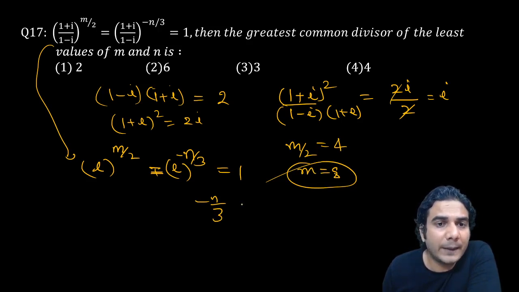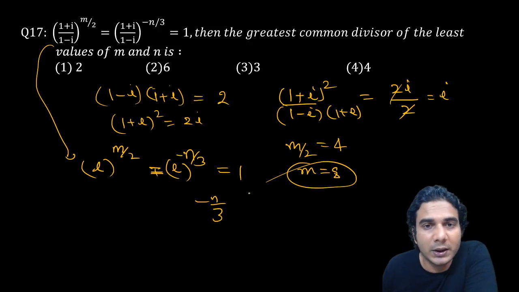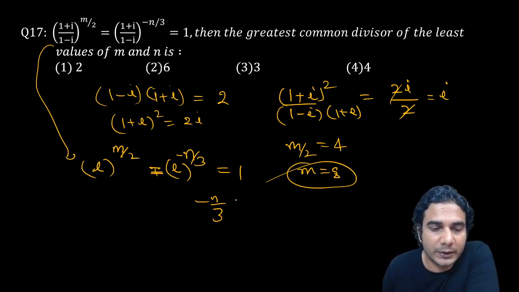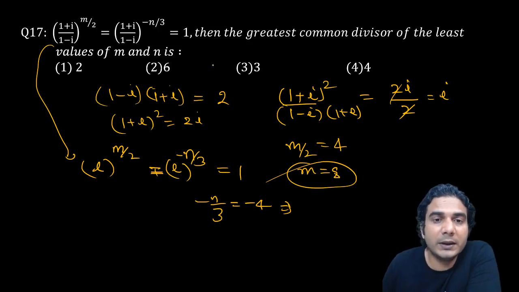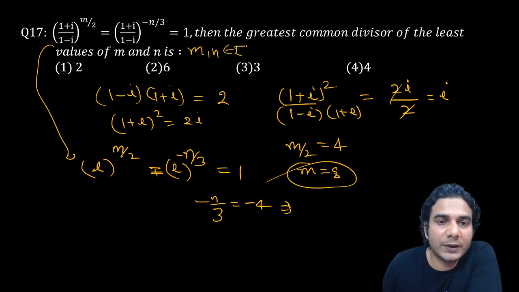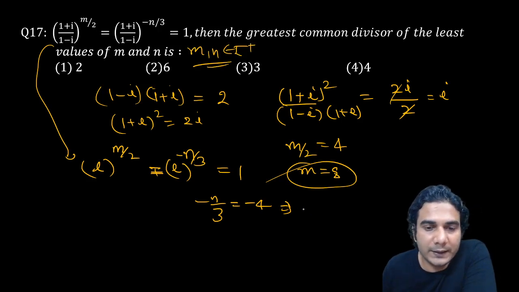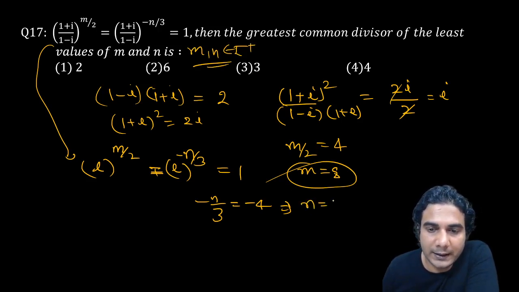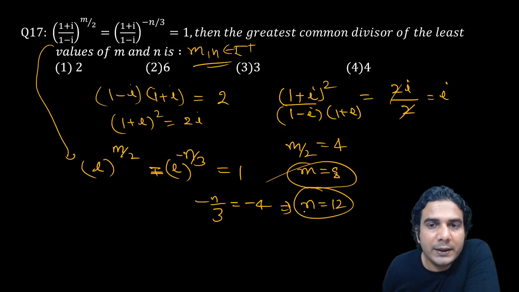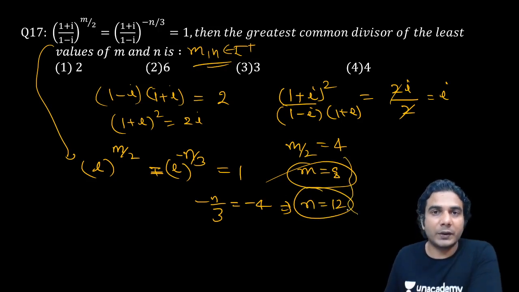Yeah, and also we cannot take 0. 0 should be prohibited in this question. I think it was given in the question that m and n are non-zero numbers. All right. So minus n by 3 should be minus 4, to keep the least positive value. Positive integers must be given in the question, I have not written it here. So I'm assuming that m and n are positive integers. So from this I'll get n is equal to 12. These are the least positive values of m and n.